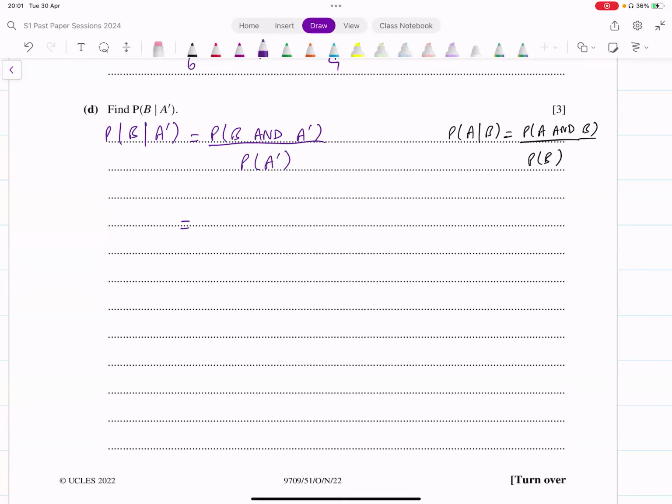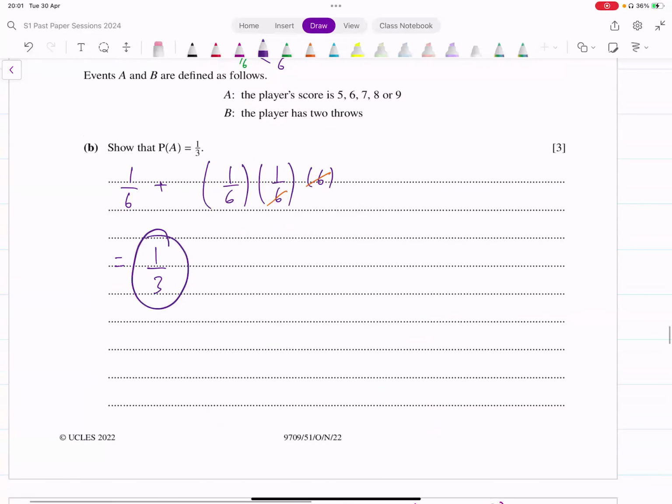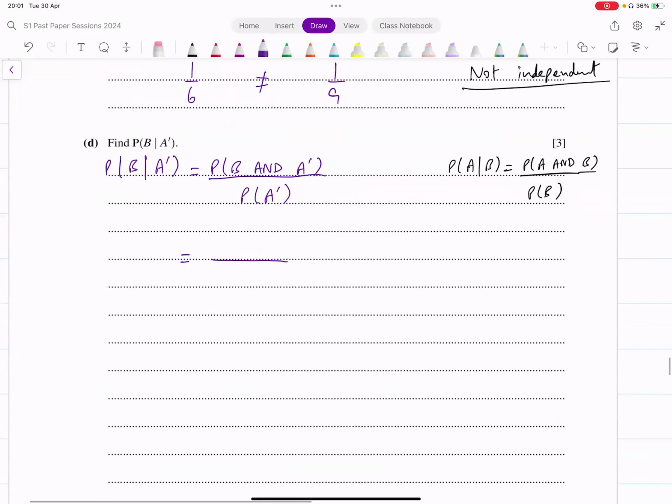Now, what's the denominator? Probability of A complement. That's easier to figure out, so let's do that first. We know the probability of A is 1/3. What's the probability of not being A? The probability of the score not being one of these numbers: the total probability is always 1, so subtract 1/3 from 1. That will give you the probability of A complement. So in the denominator, we just have 2/3, because the probability of A complement is 1 minus 1/3, which is 2/3. That's the denominator. Now, how do you find the numerator?